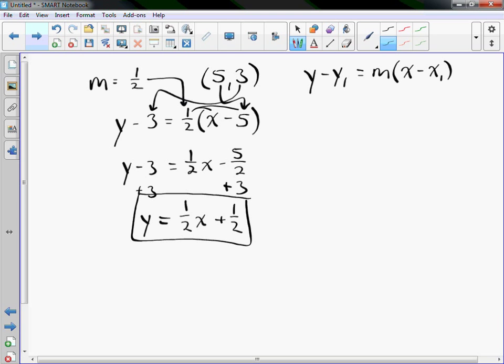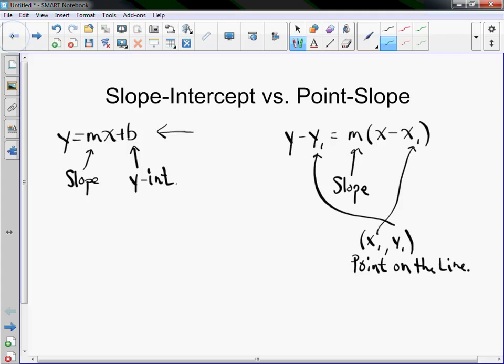So you can kind of go from their titles. They kind of tell you, if you're given these things, this is the form of the equation you should use to write the equation of a line. If you're given the slope and the y-intercept, then use slope-intercept form. If you're given the point and the slope, then use point-slope form.